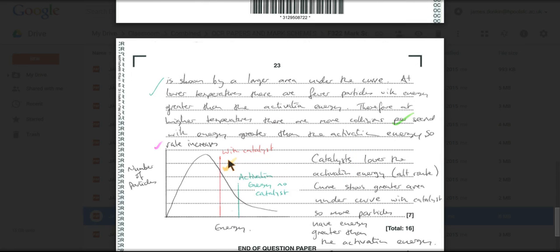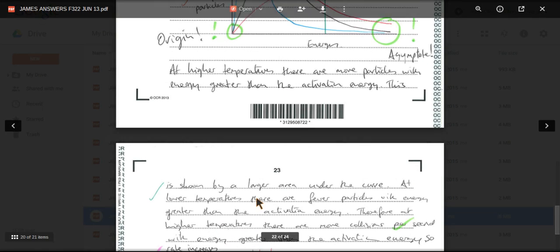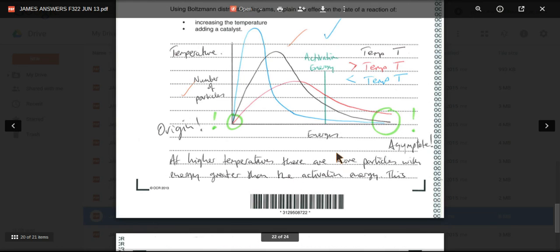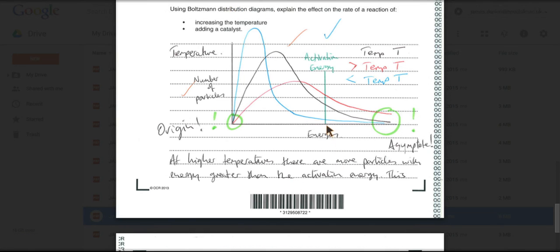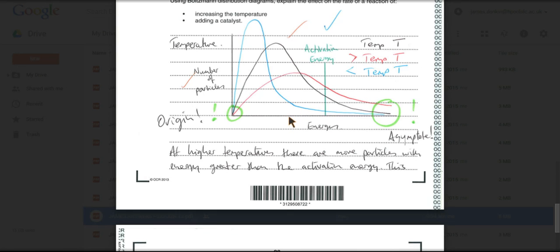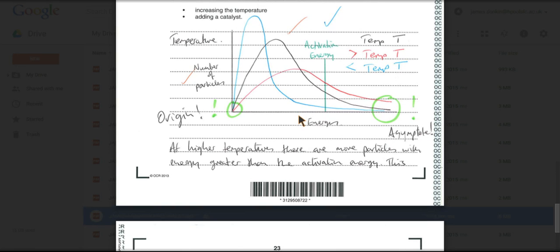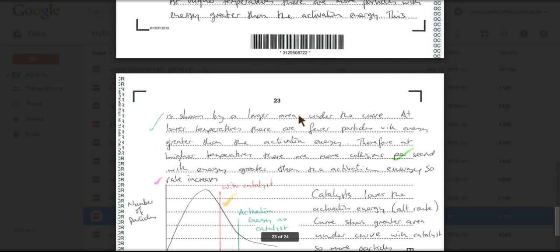And then I've gone and drawn another curve there. You wouldn't need to do that. You could just do it all on the same curve. If you put a catalyst in, the activation energy shifts to the left. So you could draw an extra line there. And you just talk about the area again under the curve. All of the areas at the three temperatures have all increased. And so therefore there'll be more successful collisions per second.